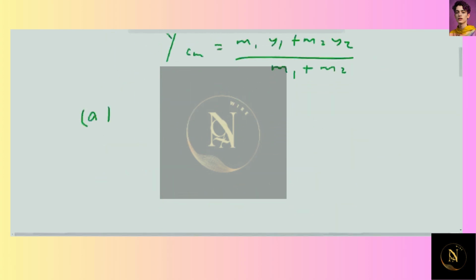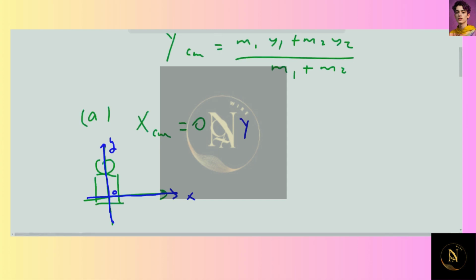So we'll start with part A. The x center of mass is 0 for part A because it looks like this. If you think about it, this is your y, and this is your x. This is 0. So in the x direction, we'll just add 0. The y center of mass, on the other hand, is going to be a little bit different.